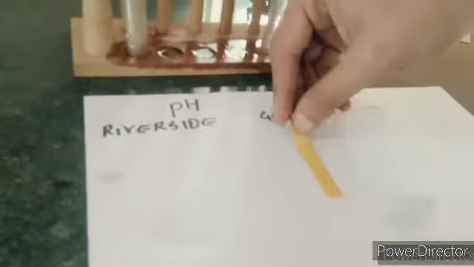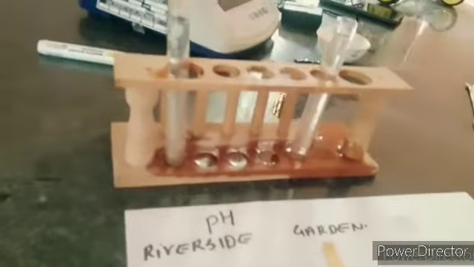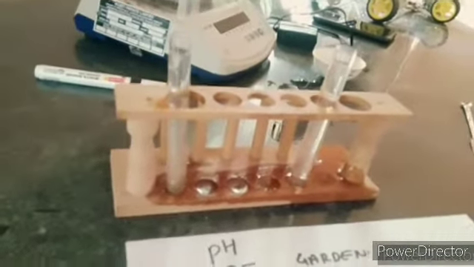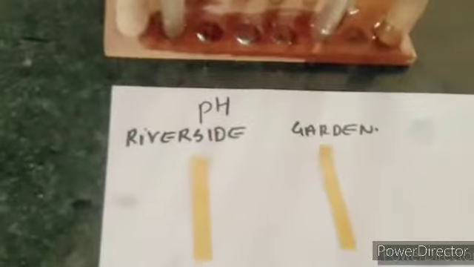So I am just immersing it in front of you, placing it here, and letting the color reflect on it. Okay, it has reflected. After 2 minutes we'll get to know what the pH is. Meanwhile, let us see what color it acquires after dipping it into both solutions, the riverside and the garden.